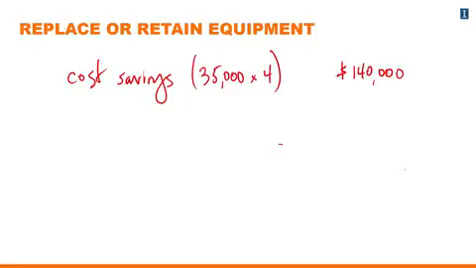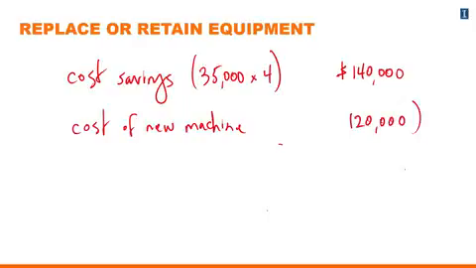What else is relevant to this decision? Well, we're either going to keep the old machine or purchase a new one. And so the purchase price of the new machine is something that's different between the decision alternatives. It's an incremental cost if we were to replace the machine. So the cost of the new machine is something we definitely want to include in our analysis. Per the given information, that cost was $120,000, and that's a negative amount given that's something we have to incur.